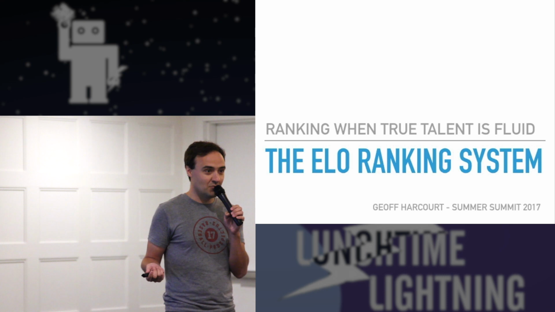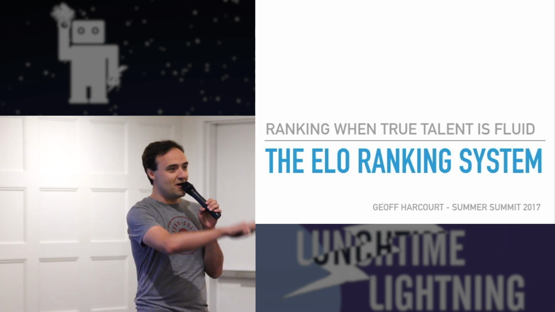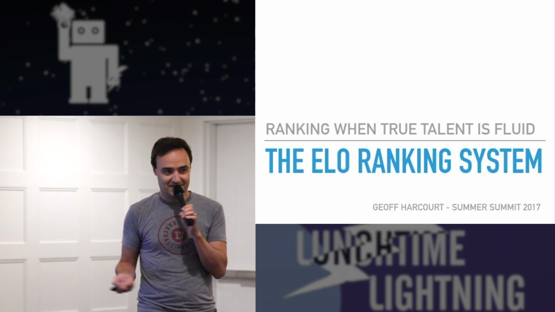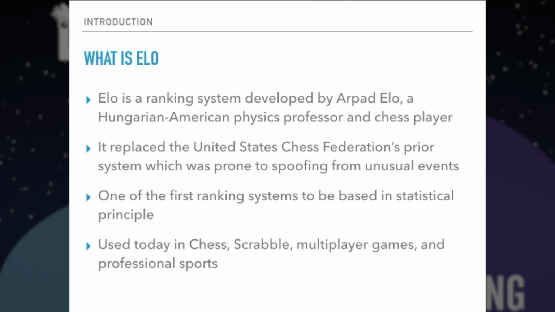I want to talk about ELO rankings, which is how you figure out, in a broad swath of competitors, the relative strength of various competitors. What is ELO? ELO is a ranking system developed by a Hungarian-American physics professor and master-level chess player in the 1930s. It replaced a prior system used by the United States Chess Federation, which was prone to spoofing if people hadn't played everyone, so some weird results would come out. It's one of the first ranking systems to be based mostly on statistical principle, and it's used today in chess, both in America and worldwide, to rank Scrabble players. It ranks lots of multiplayer online games. So you play Halo or something like that, that's actually sort of how they're computing the ranking. And even in professional sports.